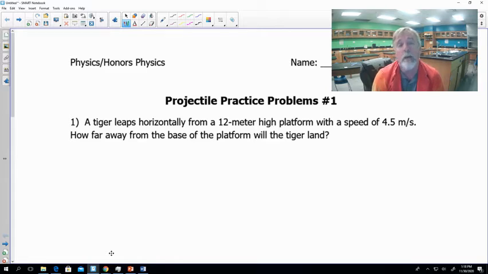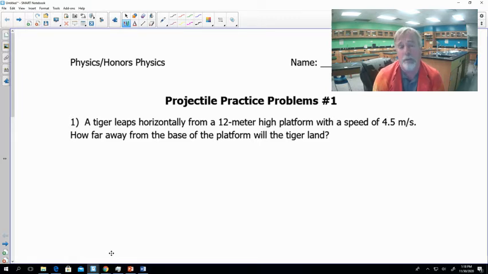For example, there's no acceleration in the x direction. That makes things very easy to find when we're talking about the x direction. In the y direction, typically we'll start with no initial velocity. Though we can start with an initial velocity, that does make the problems harder, and that is not going to be my goal for you guys. I just want you to be able to understand simple projectile motion.